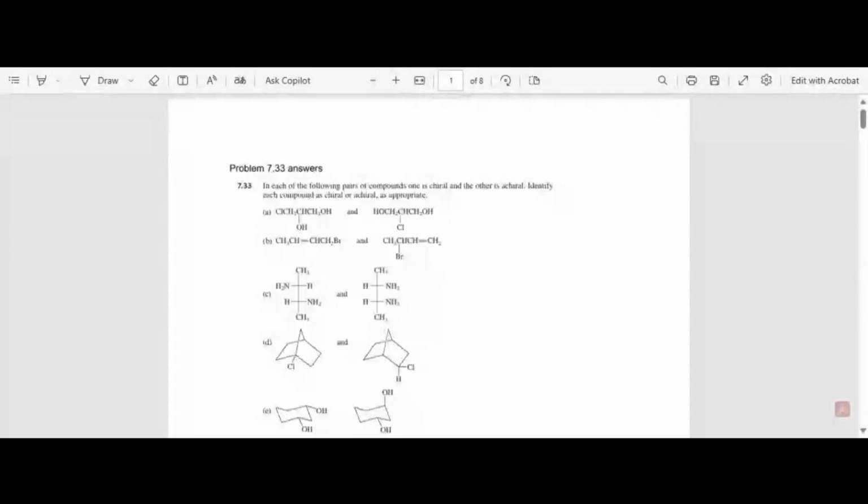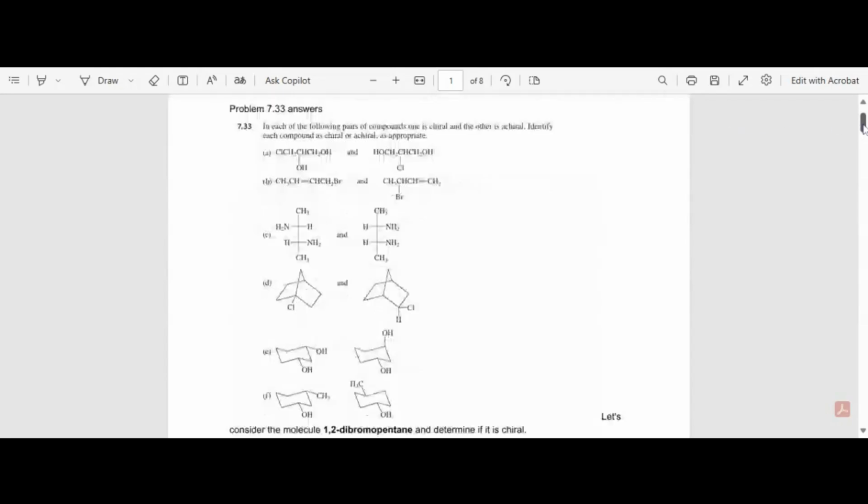Okay, please know this question. This is the kind of question I was looking for. Please note question 7.33. So let's take a look, all right? In each of the following pairs of compounds, one is chiral and the other is achiral. Identify each compound as chiral or achiral. So you know Dr. Gonzalez likes these pairing questions. They were on exam 1. So I would focus on this question, 7.33.